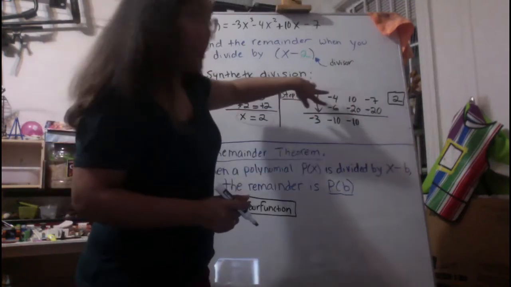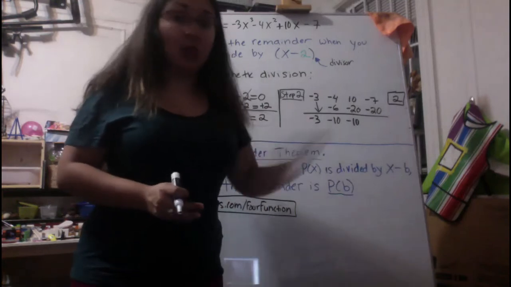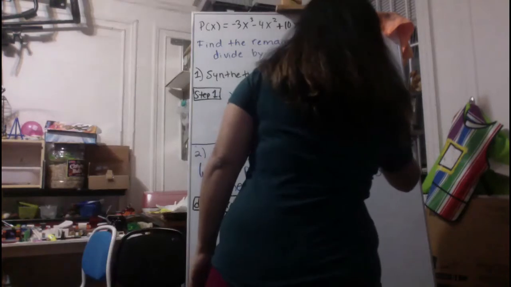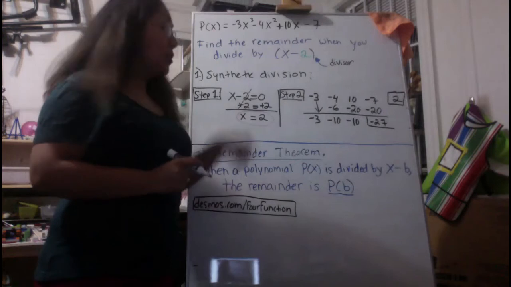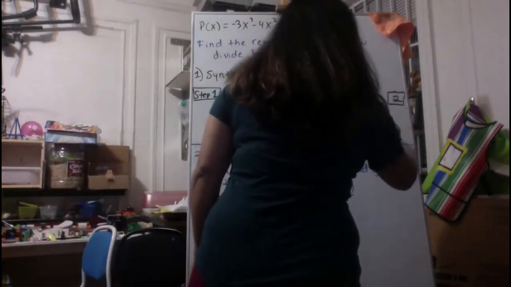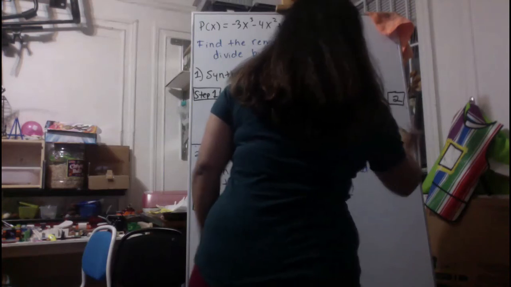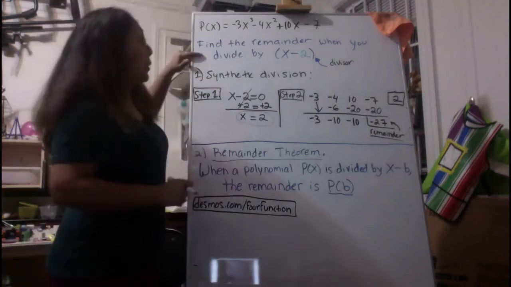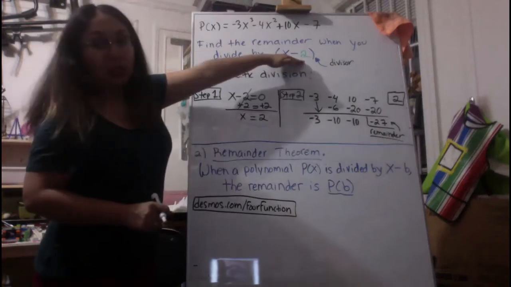We're always adding the numbers. Remember, you can always add a negative to a negative, a negative to a positive. There's no rules against what you can add. So I get negative 27. And that last number is always going to be the remainder. So I draw a box around it as well, so I don't forget. So negative 27 is the answer. That is the remainder when you divide p of x by x minus 2.